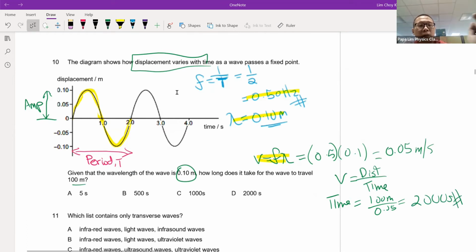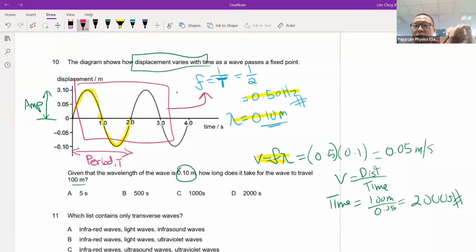Take note, I would say this is a simple question, but it doesn't mean that you use one formula and the answer will appear. Although it's simple, the thinking involved is two-step: the student needs to interpret the data from the graph to get the frequency, then use the standard wave formula v = fλ to calculate the speed of the wave, and from there proceed to calculating the time needed. So this is 2A and this is 2B, together.